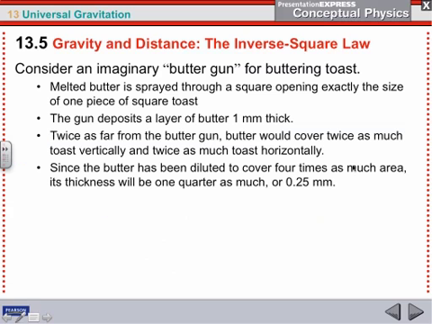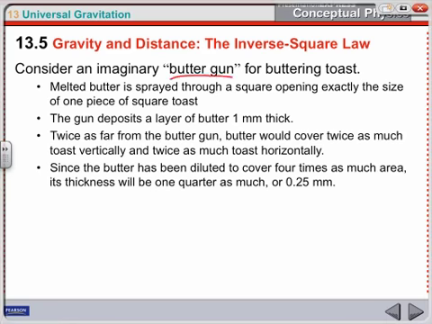All right, so let's talk about this inverse square. Let's imagine we have this butter gun, because we want to butter our toast. We've got this melted butter we spray through a square opening, exactly the size of a piece of toast, and the gun deposits butter 1 millimeter thick.